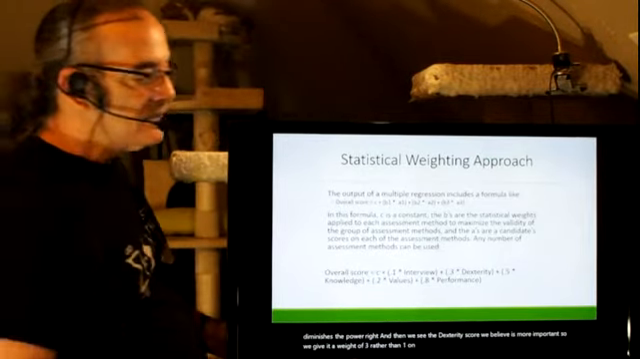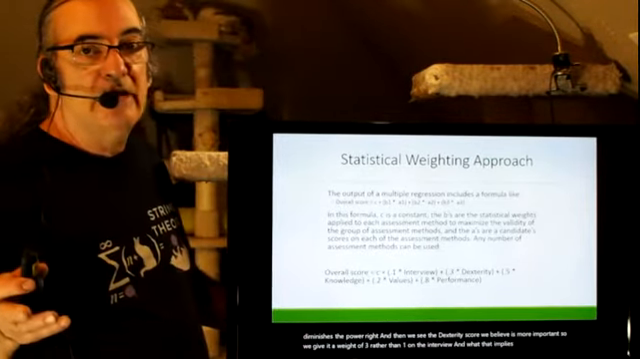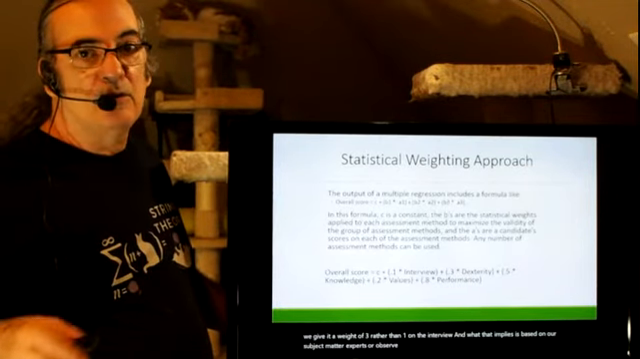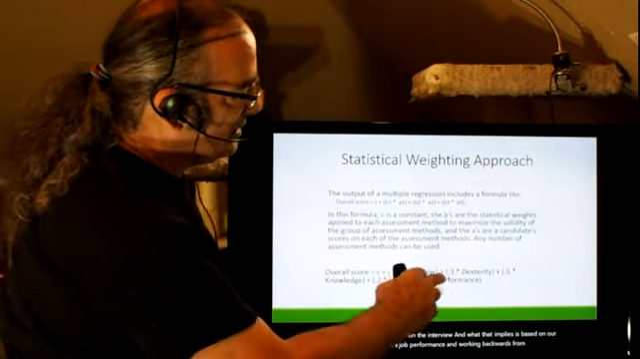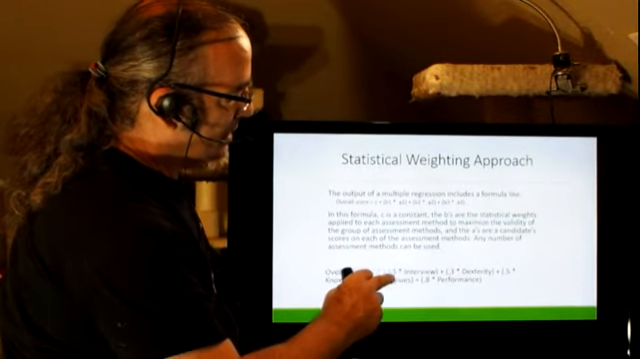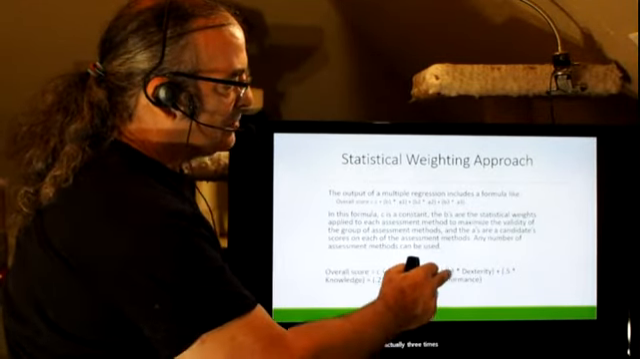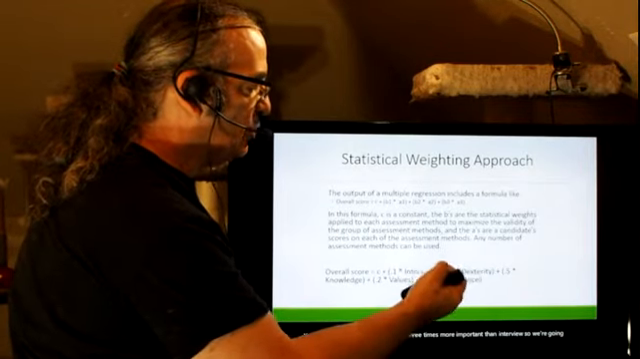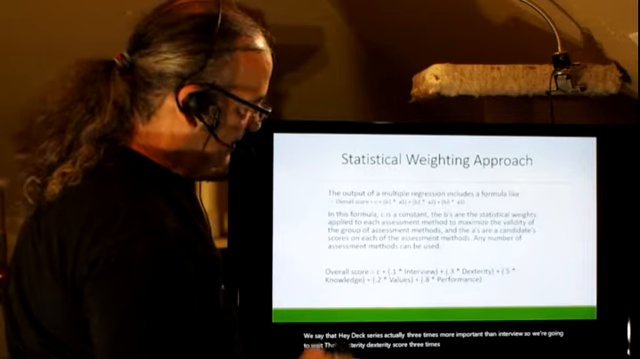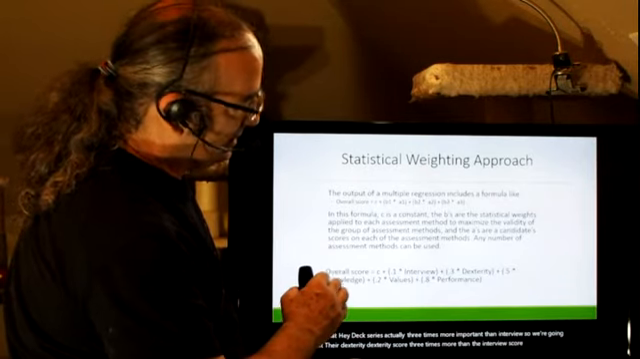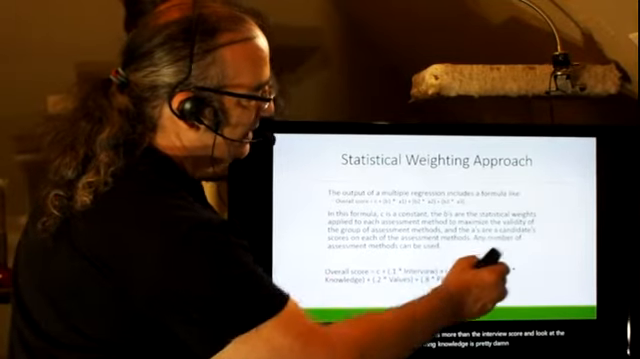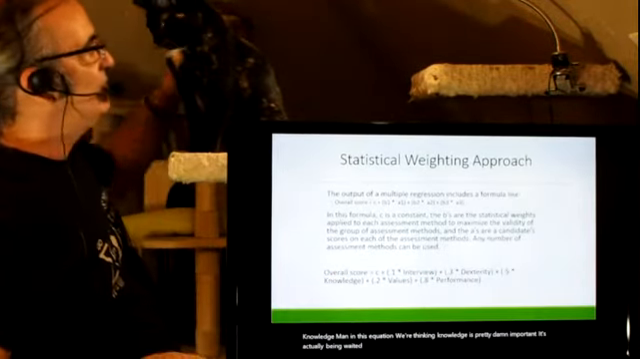And what that implies is, based on our subject matter experts or observed job performance and working backwards from the correlations, we say that, hey, dexterity is actually 3 times more important than interview, so we're going to weight their dexterity score 3 times more than the interview score. And look at the knowledge. In this equation, we're thinking knowledge is pretty important. It's actually being weighted 5 times the interview score.